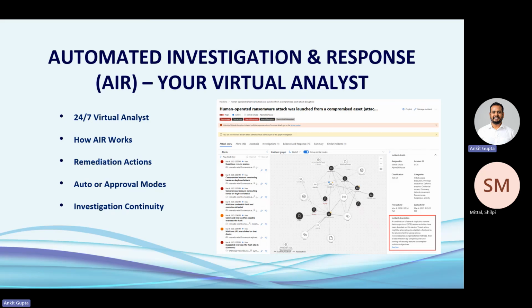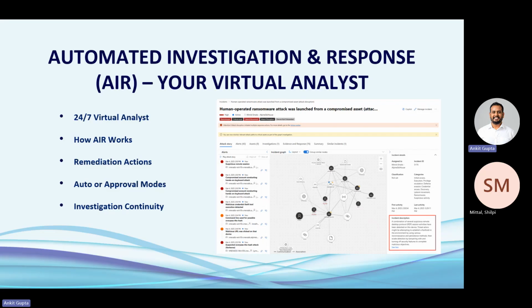These actions mirror what a human analyst would do: quarantining files, stopping processes, isolating machines, blocking IPs or URLs, or even suspending user accounts if compromise is suspected. Organizations can control automation levels of semi-automatic, requiring approval, or fully automatic. Many start in semi mode to build trust, then gradually expand automation. When fully deployed, AIR becomes truly self-healing.